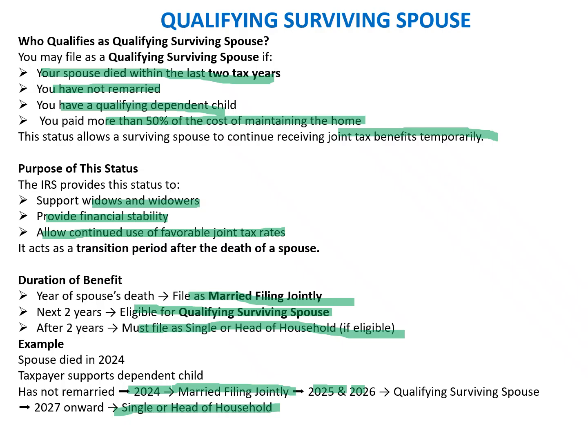So the year of the spouse's death is the year in which he can file as married filing jointly, even though that spouse died in that particular tax year. For the next 2 years, he or she can file as a qualifying surviving spouse, and after those 2 years, he or she has to file as HOH or single depending upon the qualifying criteria. If he is supporting the child and his total expenses toward the household are more than 50%, then he can file as an HOH. Otherwise, he can continue filing as single. So we'll move to the next slide then.